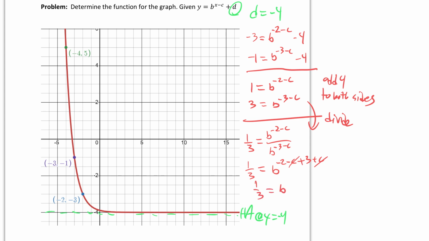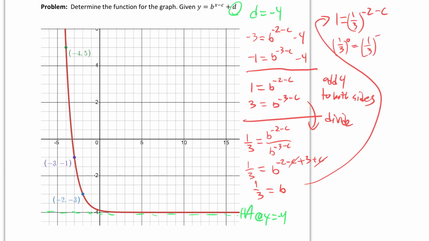So now we have our b value, we have our d value. Finally, you can go ahead and solve for c. I'll just do that up over here. So we get 1 equals b to the negative 2 minus c. Oh, now we know the b. So 1 equals 1/3 to the negative 2 minus c. Now again, this is a bit of a weird equation. Maybe this one isn't the easiest to use, but we know that 1 is equal to 1/3 to the 0.